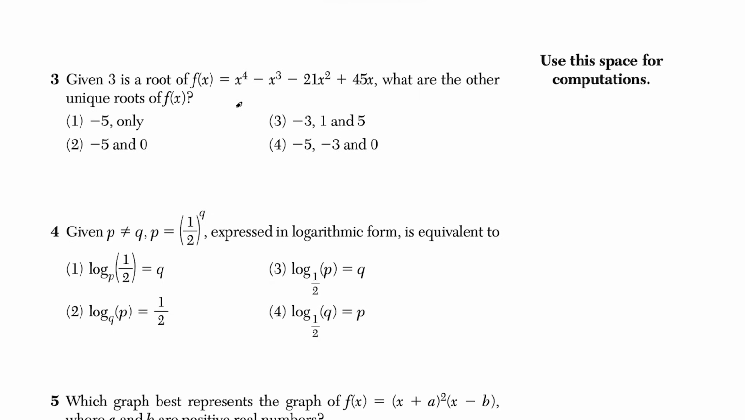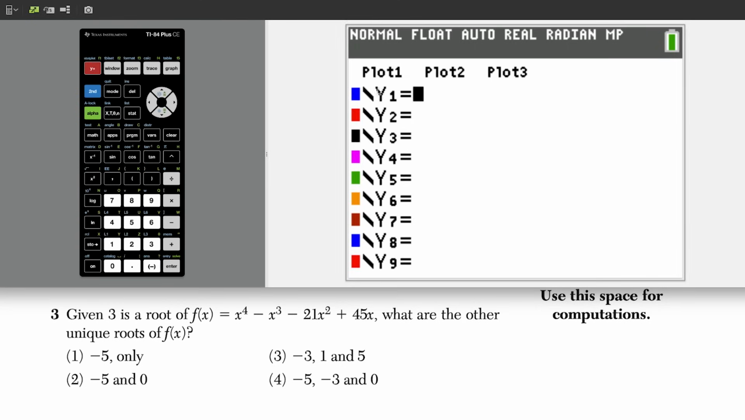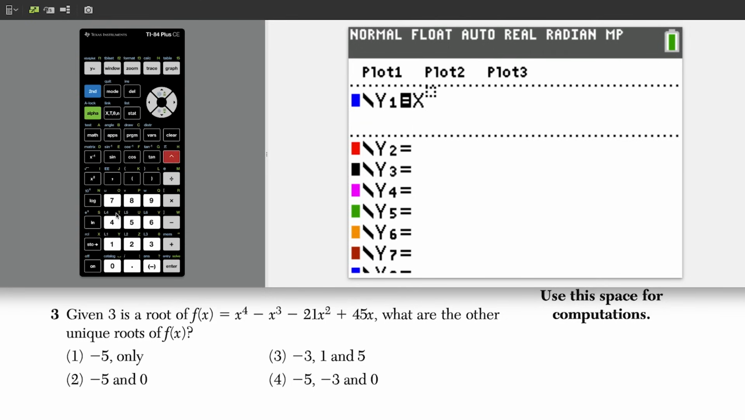Question 3, given 3 is a root of f of x, what are the other unique roots of f of x? For the Algebra 2 Regents, we're allowed to use a calculator the whole time. So we could just type the function f of x right into the y equals spot. We press x to the power 4, and we hit the right arrow to get out of the exponent spot. Then we have minus x to the power 3. And then next we have minus 21x squared. And after this, we have plus 45x.